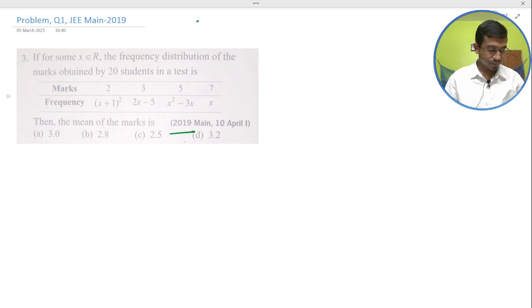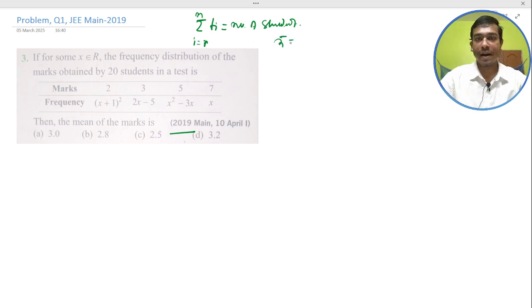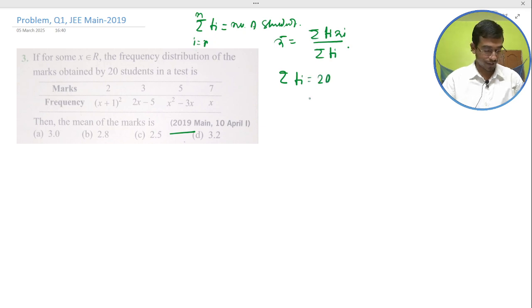So here the key point is that we use the formula: the summation i = 1 to n of fi, this is the number of students, and the mean, this is x bar, equals summation fi xi by sum of fi. This is the formula. Let's get started. So the number of students here, the sum of fi, this is 20 students.